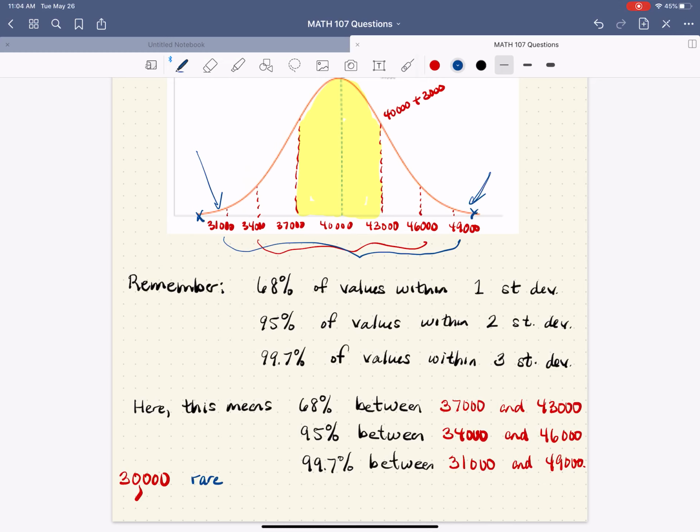Some other things we can look at, too. If you have a tire that lasts 42,000 miles, that's here. Now, that is considered pretty typical because it is close to the mean. In fact, it's within one standard deviation. Later on, we'll talk about rules for figuring out if something is unusual or not. But for now, as we can see, as you get further away from the mean, the values become less and less and less likely to happen.